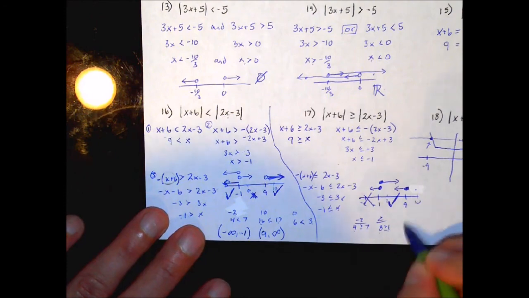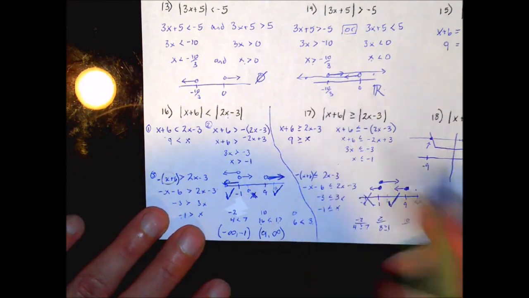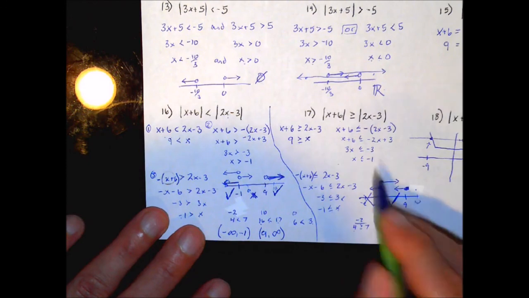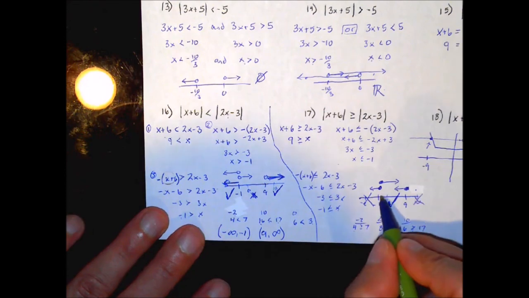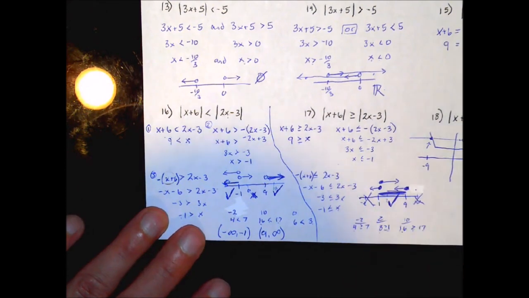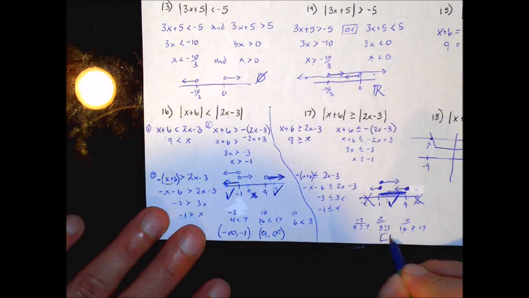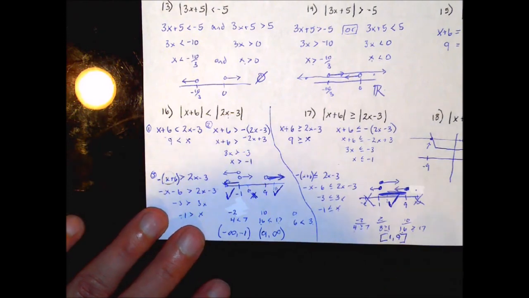Okay, so it works for the numbers in between here. Pick a number like 10. 10 would be 16. And 20 minus 3 would be 17. Is 16 greater than 17 or equal to it? Nope. Okay. So our solutions are all these numbers between negative 1 and 9. So between negative 1 and 9 would be our solution. Okay.